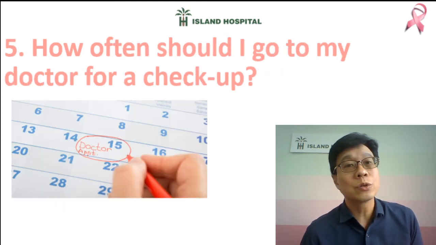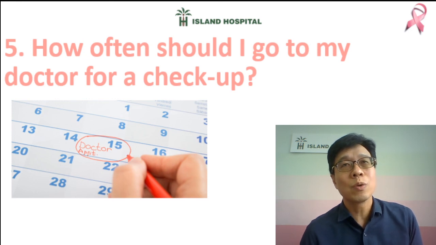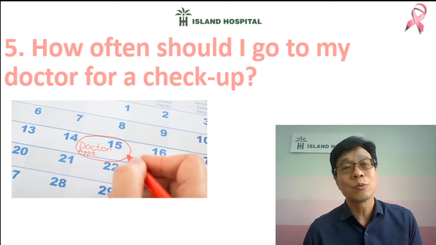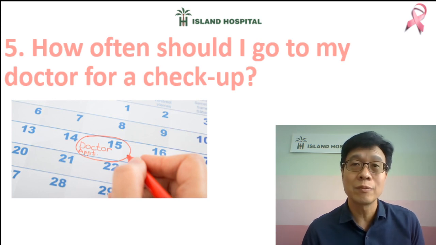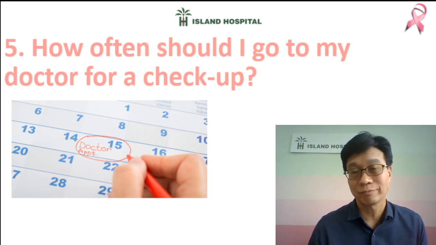How often should I go to my doctor for a checkup? Well, we generally recommend after 40 years old, once a year, but from 20 to 40, for those with higher risk, they should get a checkup every 1 to 3 years.